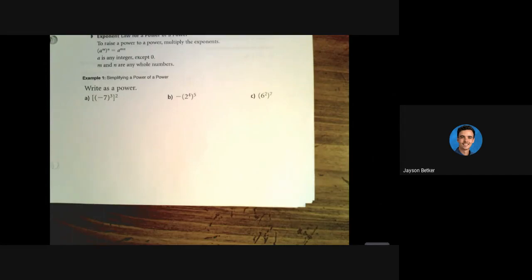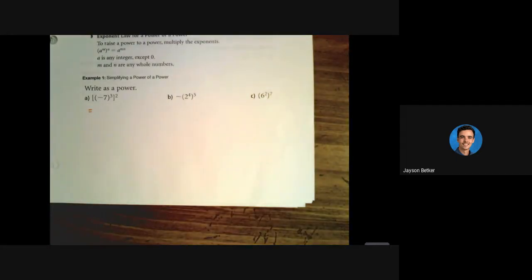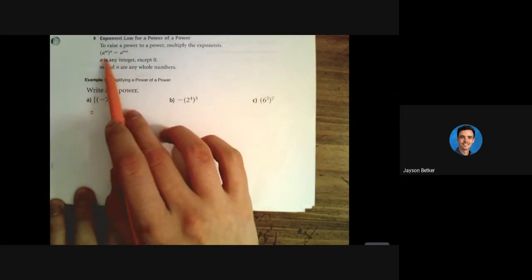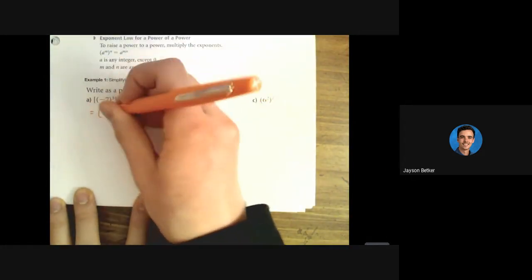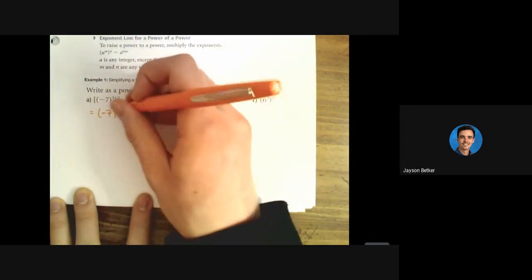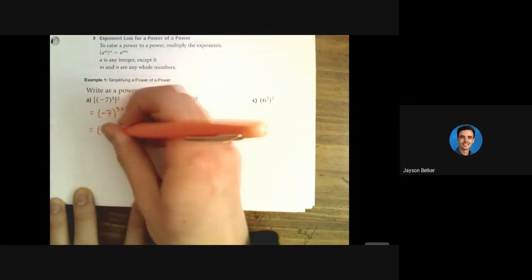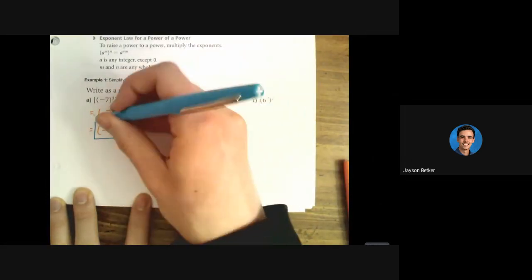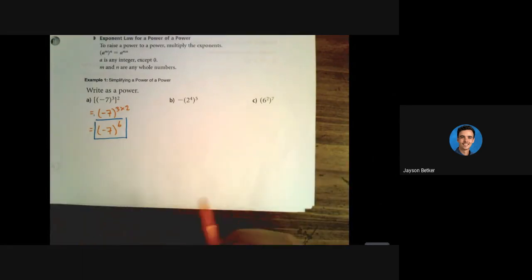So write the following as a single power. So -7 to the 3 to the 2. So using our rule from right up here, I have a -7 to the 3 to the 2. So all that means is that this is just -7 to the 3 times 2. 3 times 2 is 6. So our final answer is just -7 to the 6. You can try a few more of these on your own. I'm going to keep going. If you want to pause and try some of these on your own, you can.